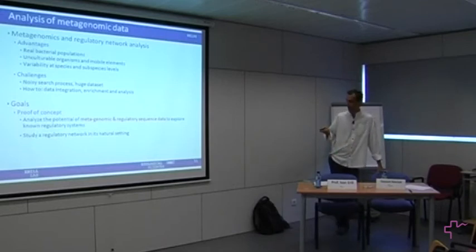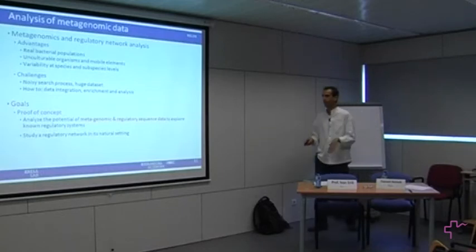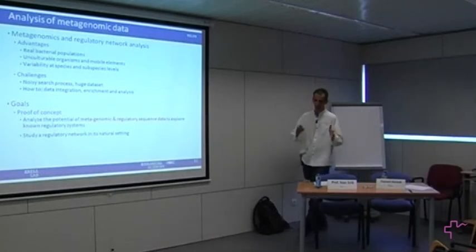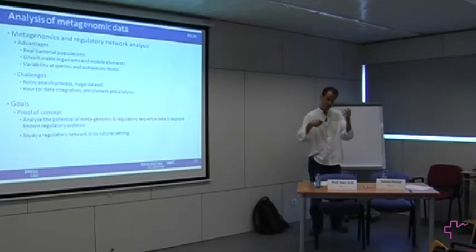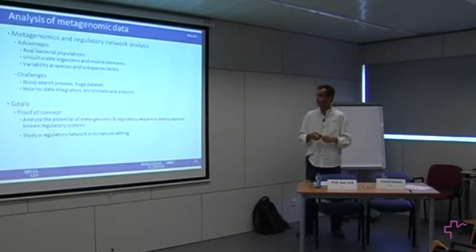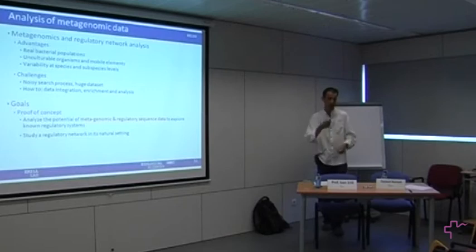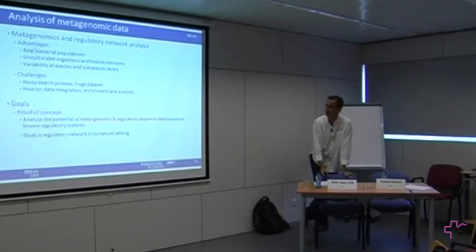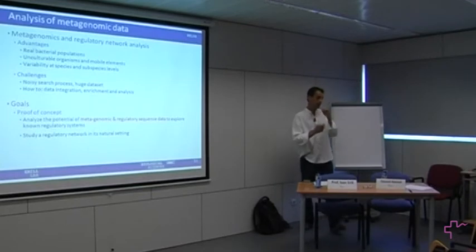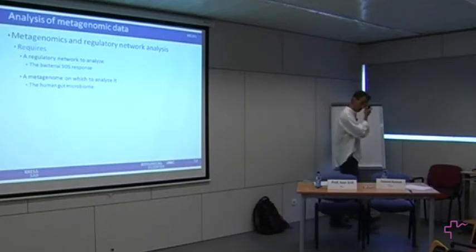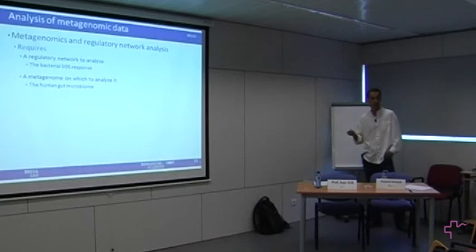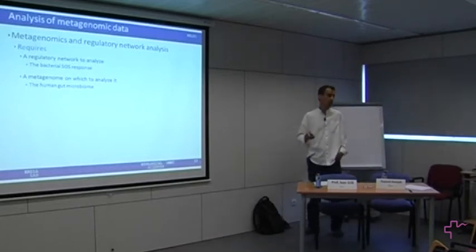So the goal for the project when it started was to show that indeed we were able to get metagenome information, get basic prior information on a regulon, and using both, reconstruct or extract knowledge on the regulon in the metagenome. So get information on the regulatory system from both the prior knowledge and the metagenomic data. And we decided to do so just by studying one regulatory network in its natural setting. So having decided this, we only had to choose two things. One was a regulon or regulatory network to analyze, and the other thing was a metagenome to analyze it on.